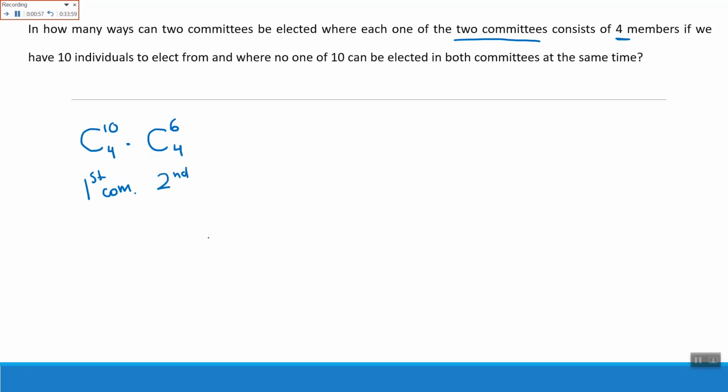So it's going to be like this. 2 committees, each one of them is 4 members. There is an and between them because I want to select the first committee and the second committee. The first committee is 4 out of 10 and the second committee is 4 out of 6. So the answer is going to be 10 choose 4 times 6 choose 2, which is 10 times 9 times 8 times 7 over 4 times 3 times 2 times 1, which is 4 factorial, times 6 times 5 over 2 times 1.